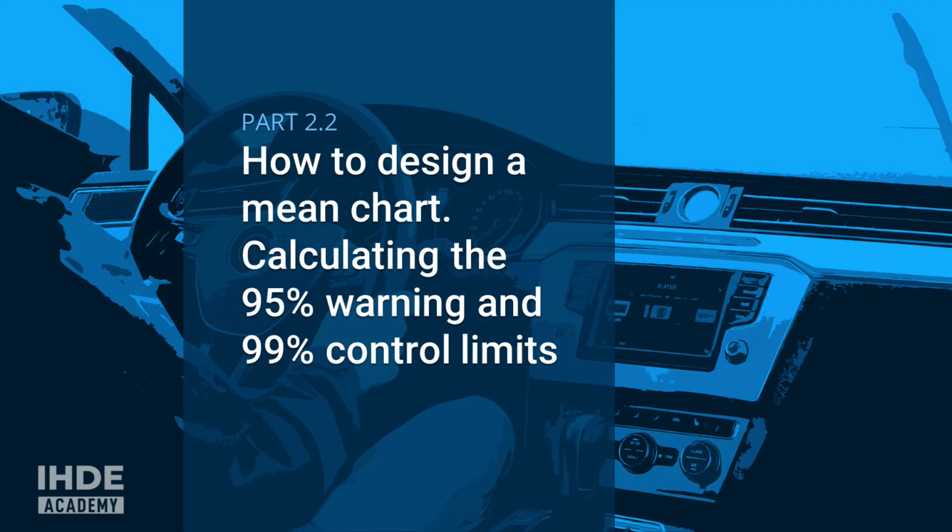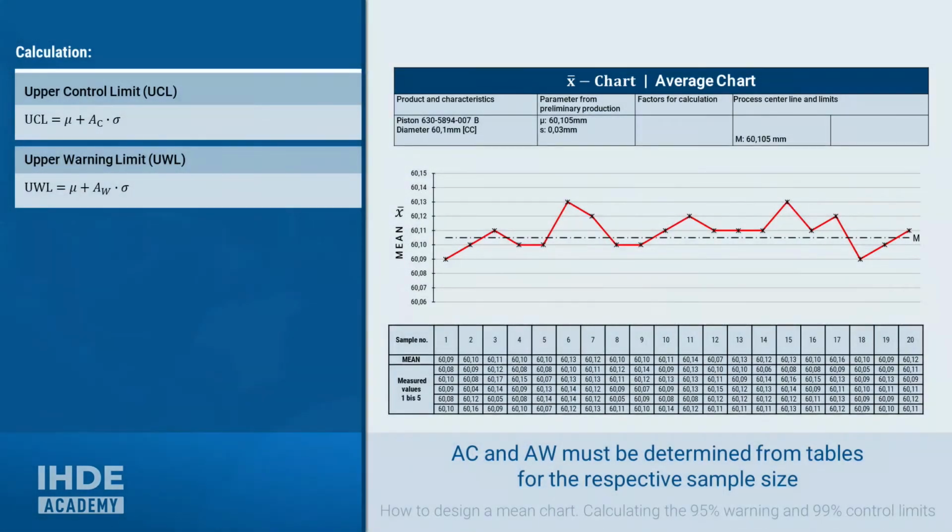In this part, we now come to the calculation of the 95% warning limits and the 99% control limits. First of all, only the 2 formulas for calculating the upper warning and control limits are shown on the left-hand side. In this, mu is the mean and sigma is the standard deviation, which we calculated in the previous chapter. The only unknowns are the 2 factors AC and AW. These must be taken from tables.